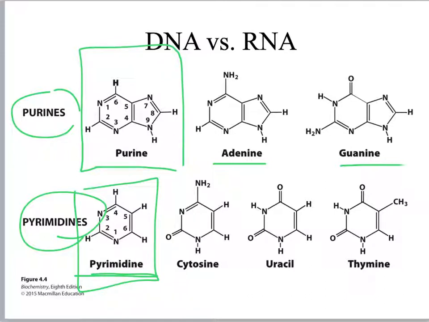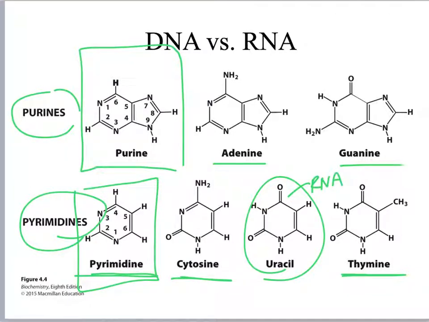However, when it comes to the pyrimidines, we are going to see that cytosine and thymine are going to be present in DNA, whereas RNA will replace that thymine with uracil. So this is going to be in RNA, but DNA is going to include cytosine and thymine.